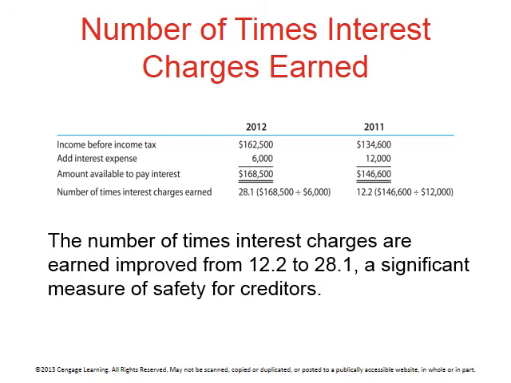So this is a safety for creditors, because they know that the company could pay the interest charges, and that's how banks and creditors make money.